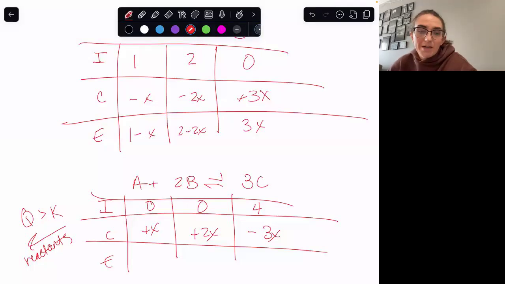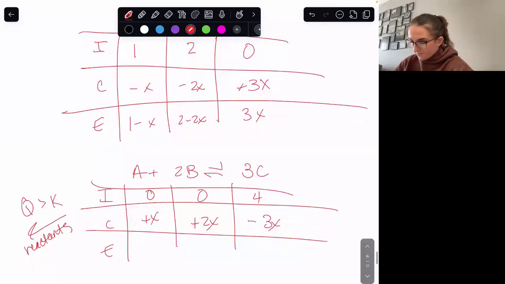If it makes it easier for you, if your products are the things that you have first, you can flip the reaction and then treat them like they are the reactants. But then that means you have to flip the K that you're given too. It's just another ice table. It's just what is getting used up and what is being produced.